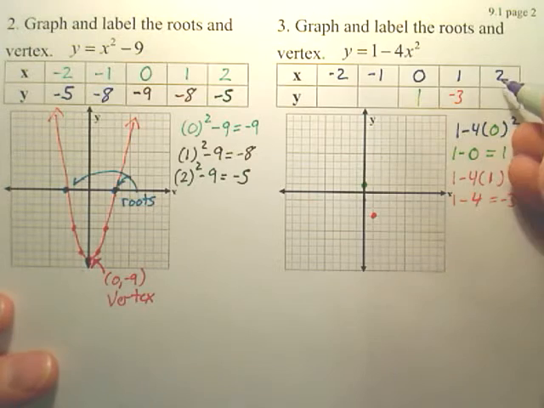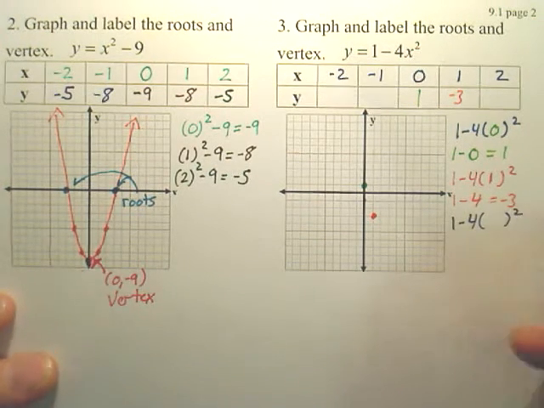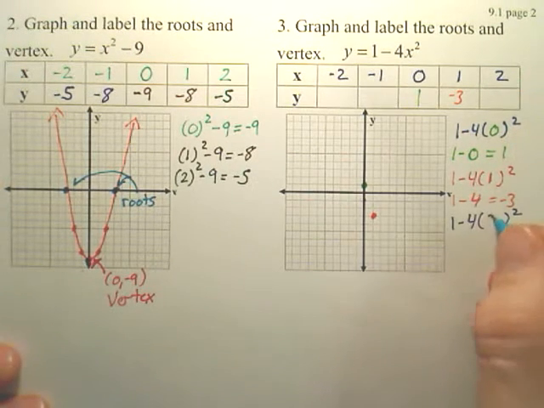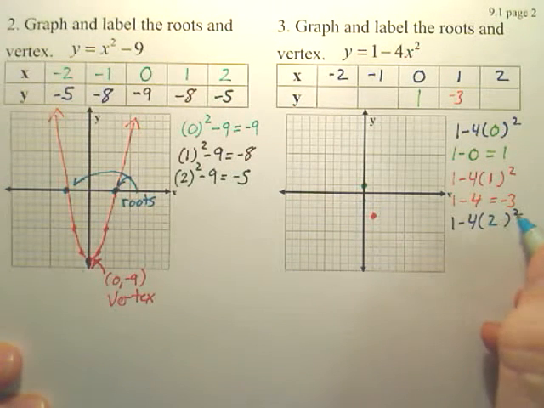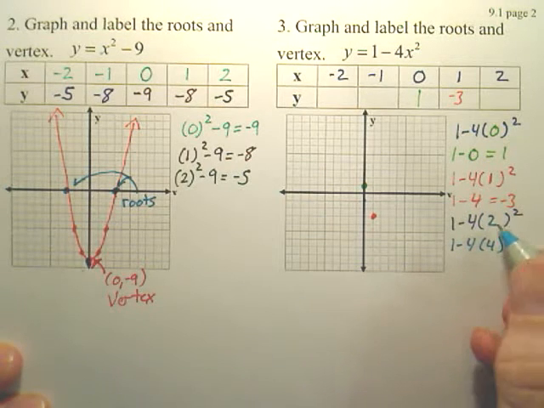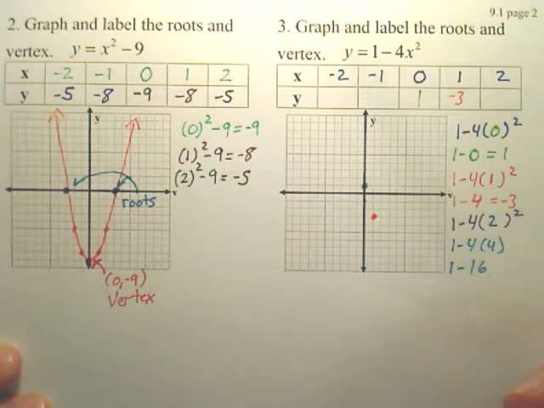Let's do the next one. Let's plug in 2. And what did I say we're going to plug in? 2. We're going to plug in 2 to this equation. So 2 squared is 4. So this is 1 minus 4 times 4, which would be 1 minus 16. What's 1 minus 16? 1 minus 16 is -15.